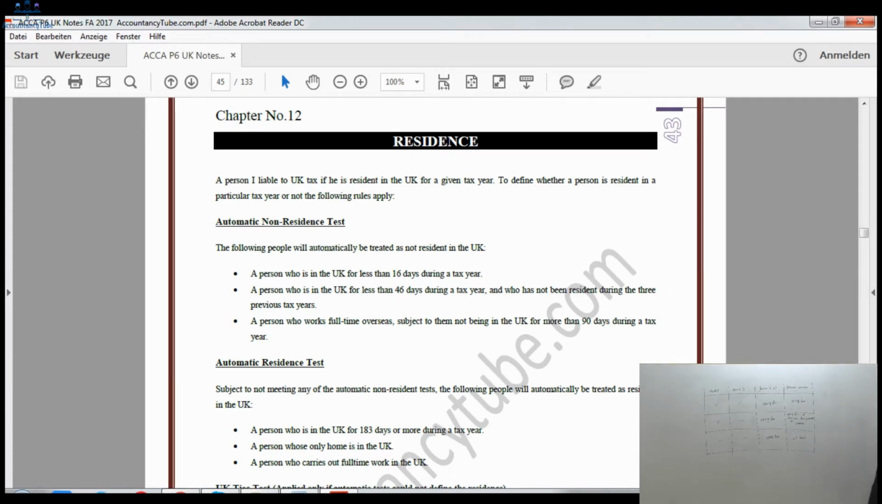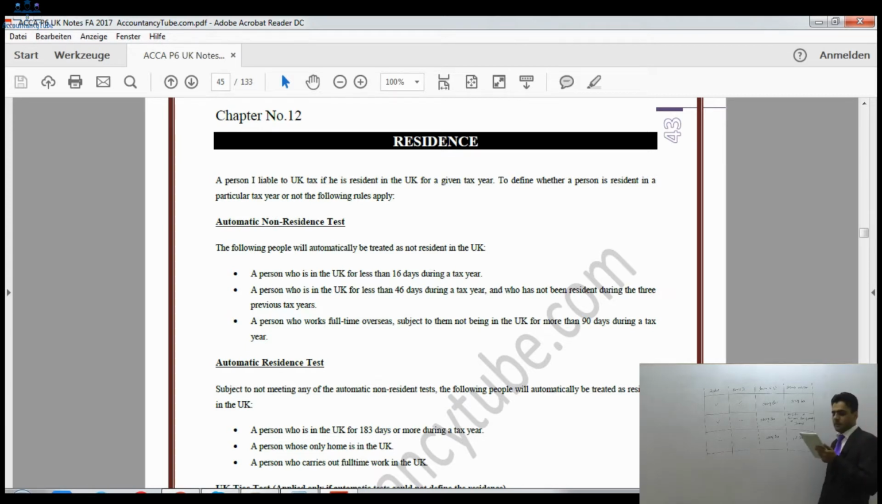The second test says, a person who is in the UK for less than 46 days during a tax year and who has not been resident during the 3 previous tax years. So there are a couple of things in here. You have spent less than 46 days and you have not been resident in the previous 3 tax years. So what was different in the previous criteria? The previous criteria was only 16 days. Doesn't matter if you were previously resident or not. However, in this one, you have spent less than 46 days in the UK, but you must not be resident in the previous 3 tax years.